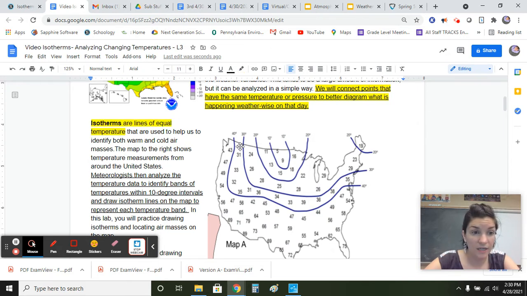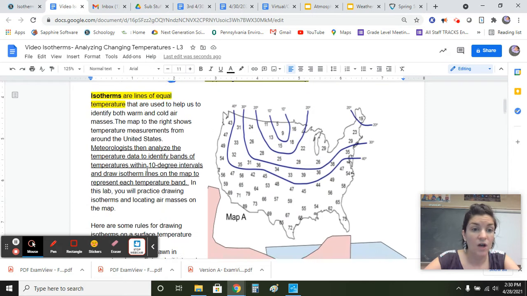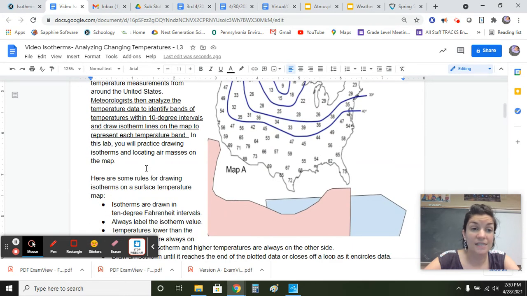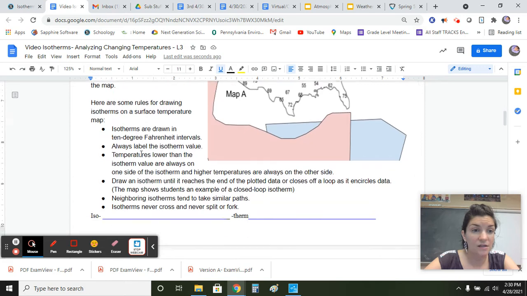The map to the right shows temperature measurements from around the United States. Meteorologists then analyze the temperature data to identify bands of temperatures within 10-degree intervals. Kind of a big deal. And they draw isotherm lines on the map to represent each temperature band. In this lab, you will practice drawing isotherms and locating air masses on the map.